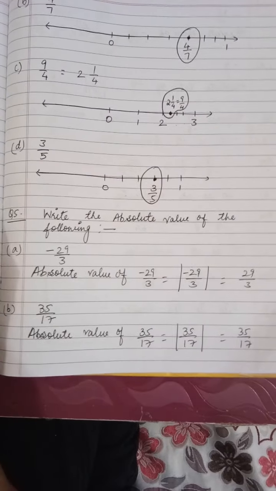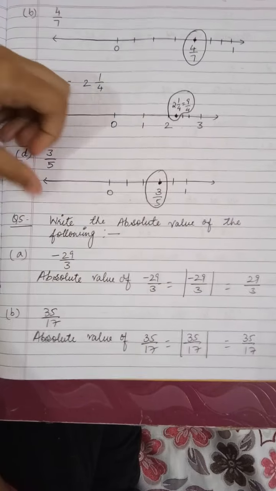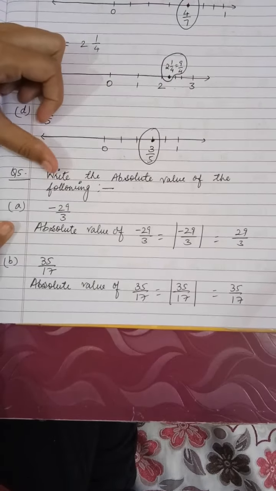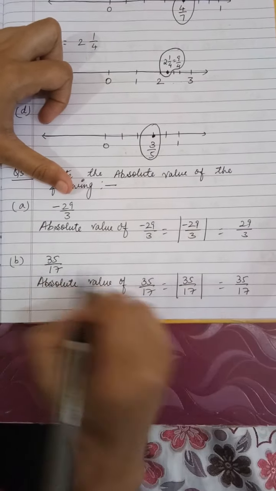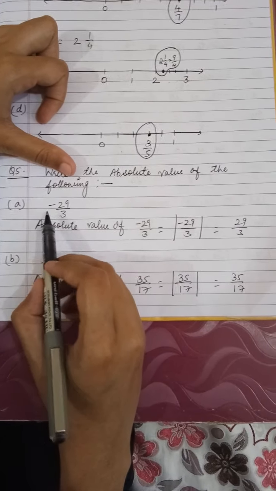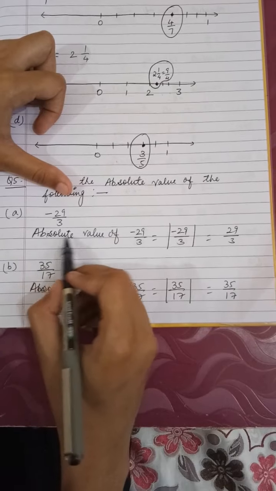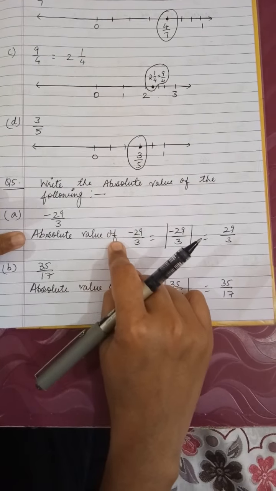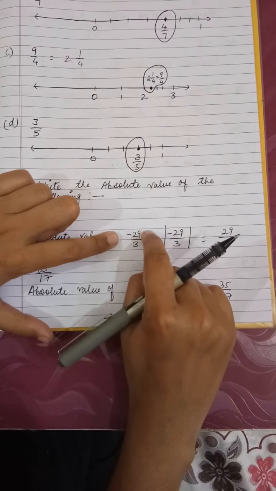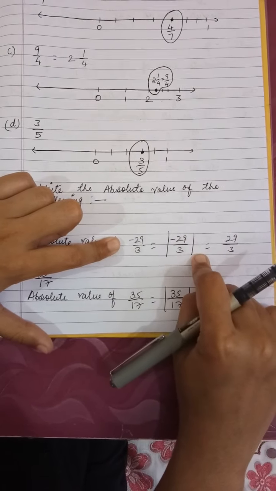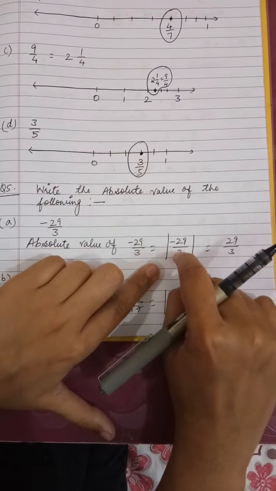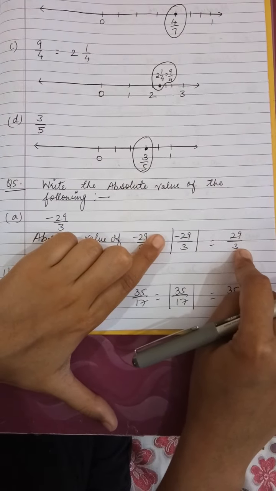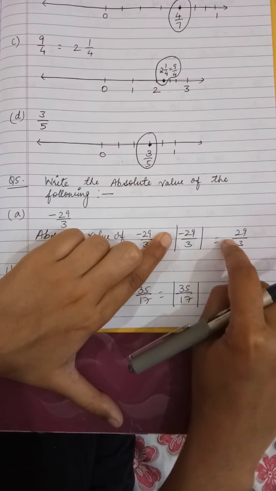Now let's talk about question number 5. You have to write the absolute values of the following. We have done this in example 7. I'm just going to tell you here simply. First of all, the first part is minus 29 upon 3. You have to find the absolute value of minus 29 upon 3. Instead of the absolute value sign, we bring this minus 29 upon 3 inside the bar, right? And when this complete number comes out of the bar, it will come out as a positive number. The same number will come out but with the positive sign.